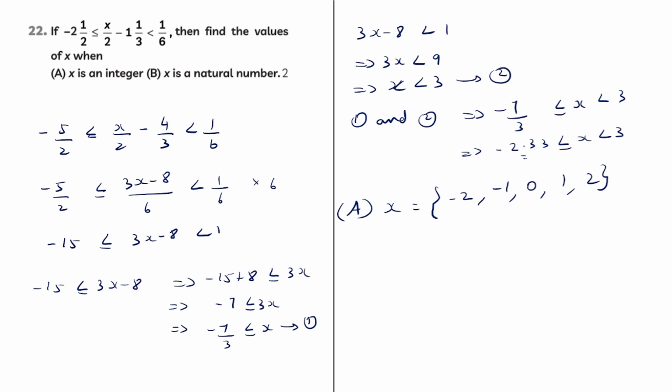And next we have when x is a natural number. When x is a natural number, the various values which x can take are, it cannot take any of these negative values and 0. In this case, x will take values 1 and 2. So this is the solution set for x when x is a natural number.